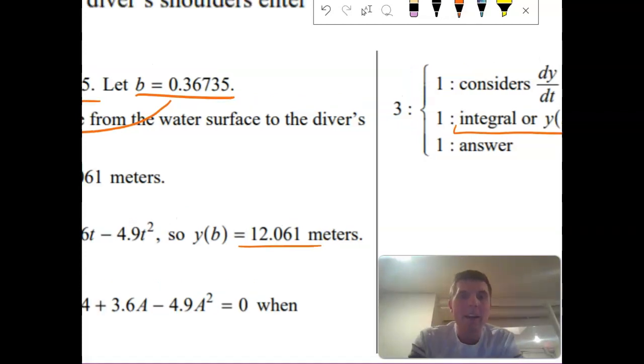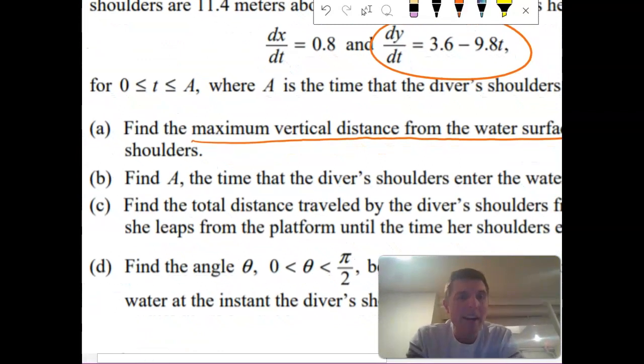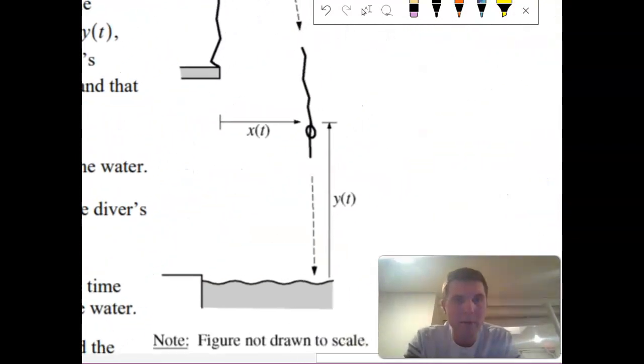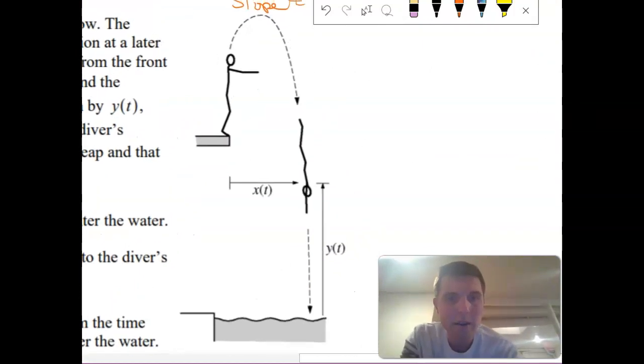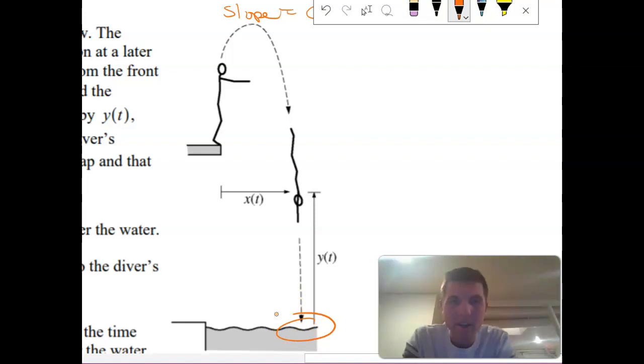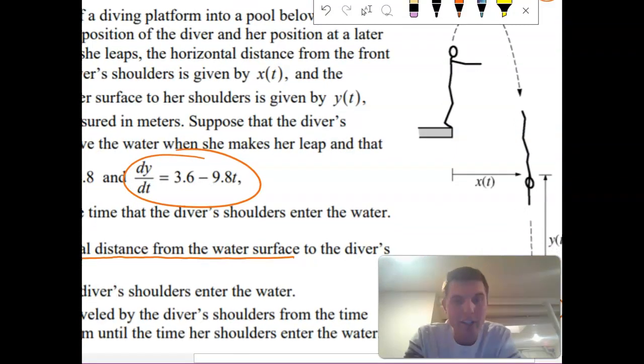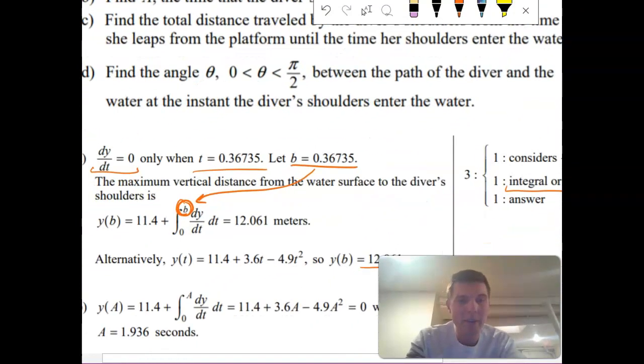So that's part A. The interpretation is the hardest part. Part B, find A, the time that the diver's shoulders enter the water. Looking back at our picture, the y represents our vertical distance, and I want to know the time when my y value is 0. I don't have a y function. I do have this dy/dt function though, so that's what we're going to use. This is now an antiderivative question.